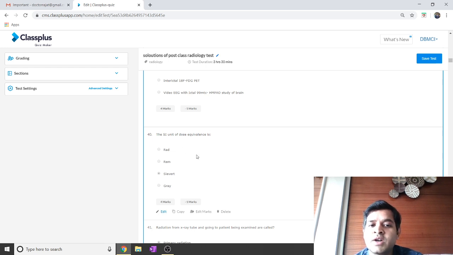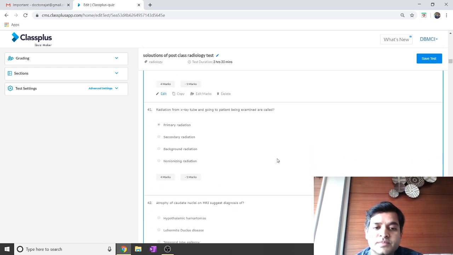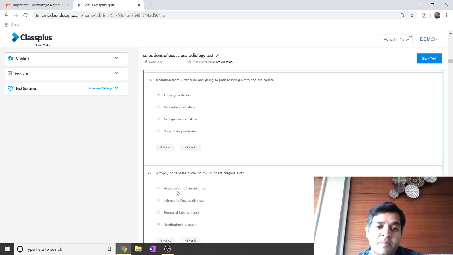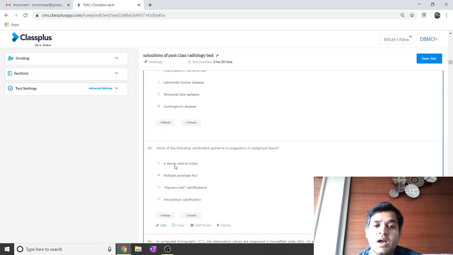SI unit of equivalent dose is sievert. Radiation from X-ray tube and going to patient being examined are called as primary radiation. These are called as primary radiation. Atrophy of the caudate nuclei on MRI suggests diagnosis of Huntington's chorea. Okay, and because of the atrophy, the ventricles become dilated and these are called as boxcar ventricles.